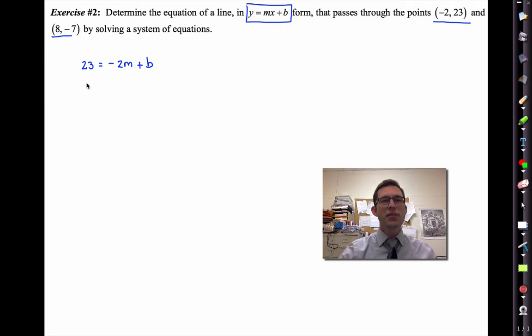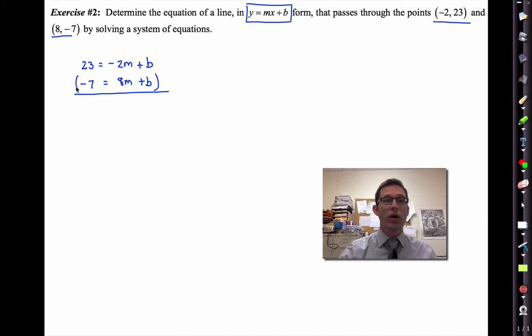But I can do the same thing with that second point, and I'll get negative 7 equals 8 times m plus b. And now I have a system of 2 equations with 2 unknowns, the unknowns being the slope of the line and the y-intercept of the line. Now I've got 2 choices. Obviously when I add these 2 together, nothing cancels because I get 6m and 2b. You could also subtract the 2 equations. That would eliminate the b's.